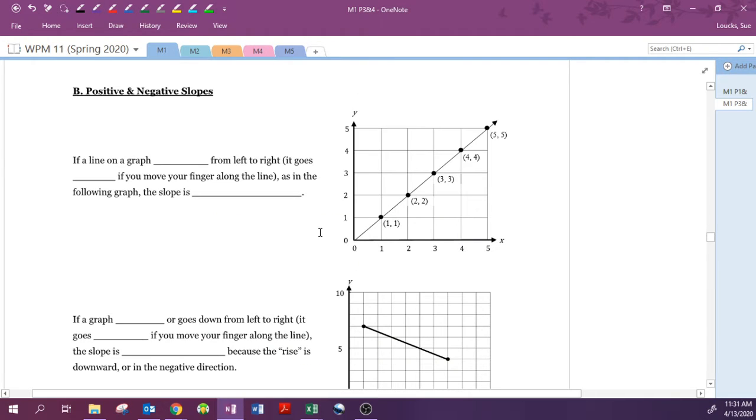Okay, now we're going to talk about positive and negative slopes. If a line on a graph rises from left to right, that is, it goes up if you move your finger along the line. So that's like this, it's going up. The slope is positive.